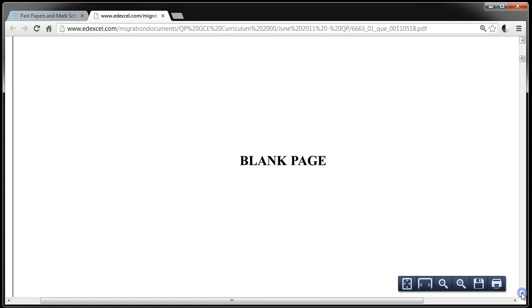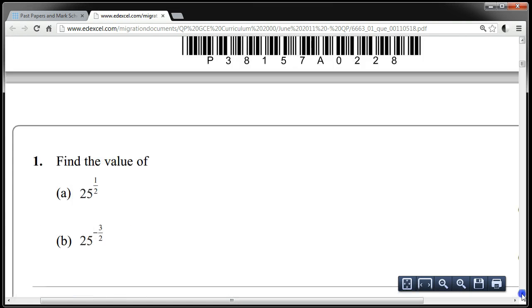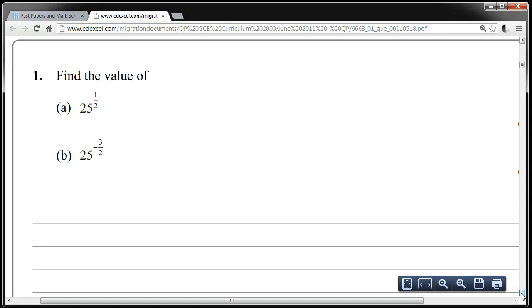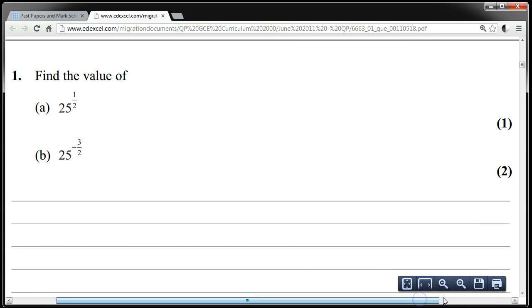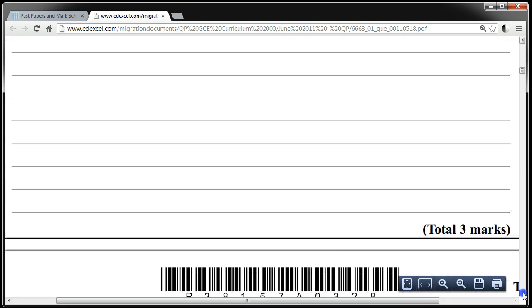So let's have a look at the first question then, see what it is. Indices, very easy question that. Always nice to do a question on indices. It gets you off to a really good start and some easy marks in double quick time. So that is a good one to do, as it's so straightforward.